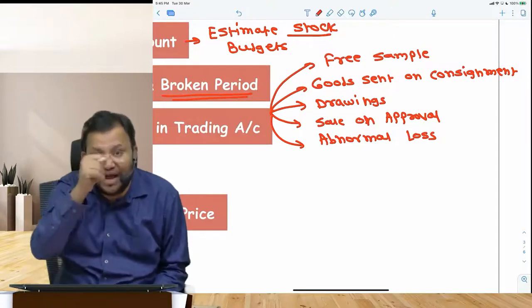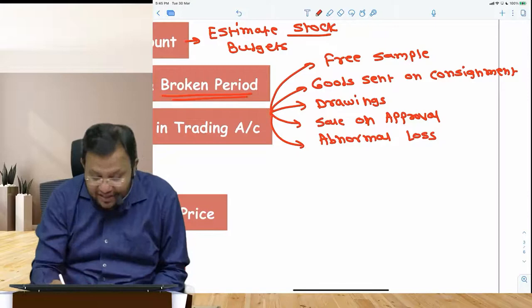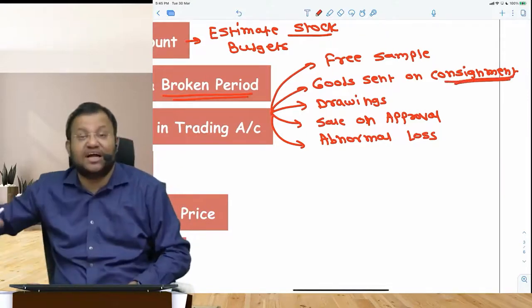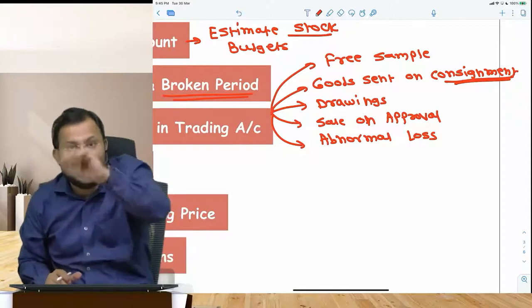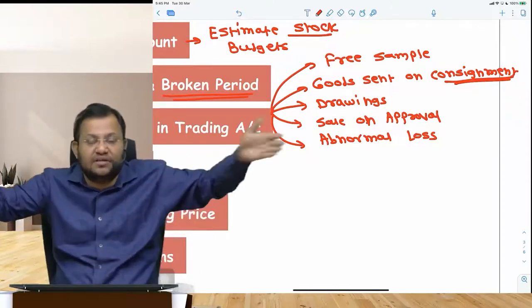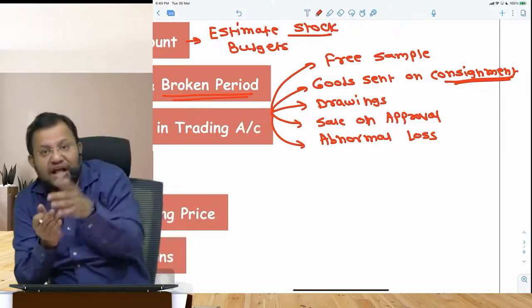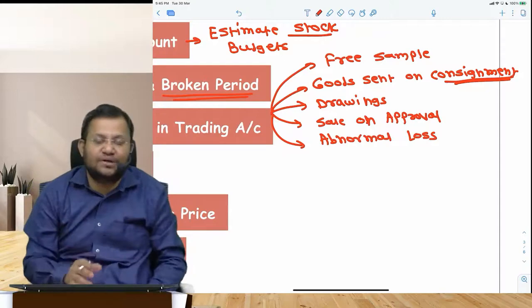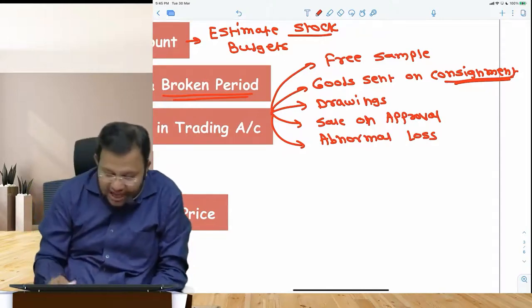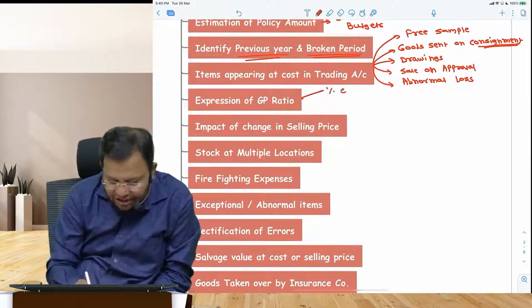So you should identify these items appearing at cost, and remember, if there are goods sent on consignment or goods sent to another branch or another shop, fire does not take place there. I had given you one test question where there are multiple locations and goods were sent from one location to other location, and the fire was at only one location, and you people had calculated the claim at all locations. So identify such transactions.